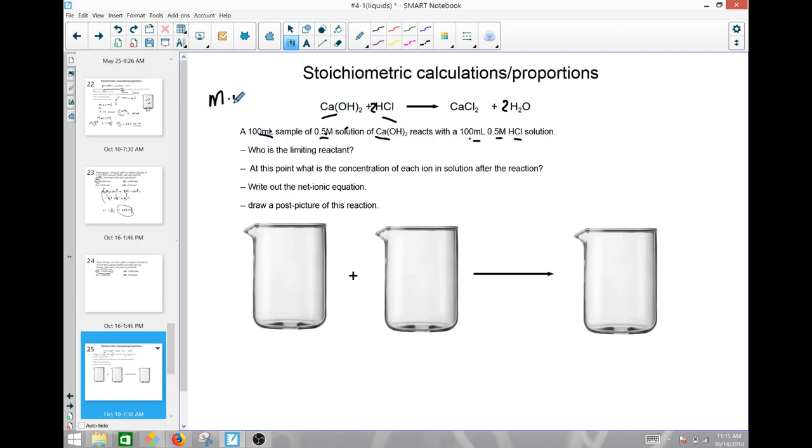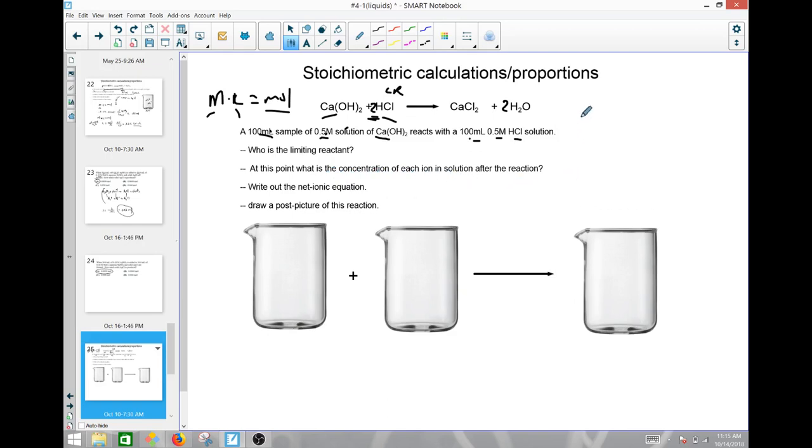Molarity times volume equals moles. That's just rearranged from the molarity formula. You should realize that if this is equal and this is equal, then this is equal. So, equal moles is what we're starting with, but this is used up twice as fast. Therefore, this is my limiting reactant. At this point, what is the concentration of each ion in the solution after the reaction?